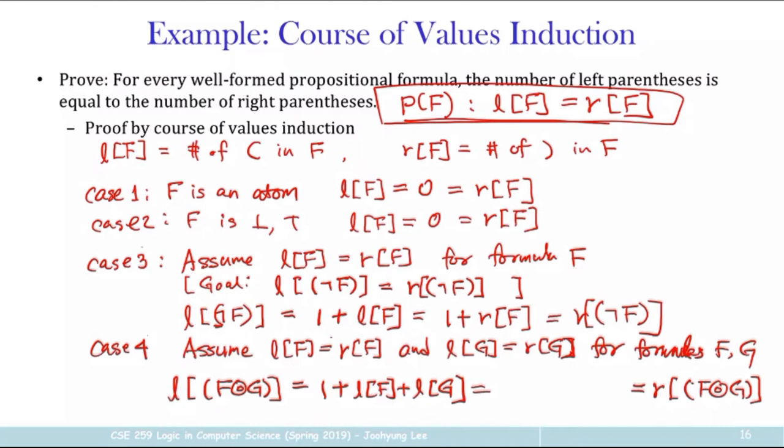Okay, now you know the trick. L of F is equal to R of F, so instead of L of F, I can write R of F. And I also know that L of G equals R of G, so I can write R of G. But then if you look at this number, this is exactly the number of right parentheses in here. So R of F plus R of G plus the last one, that's the total number of right parentheses in F sum G. So we proved that all these four cases are true. So by the structural induction principle, this property is true for all formulas.